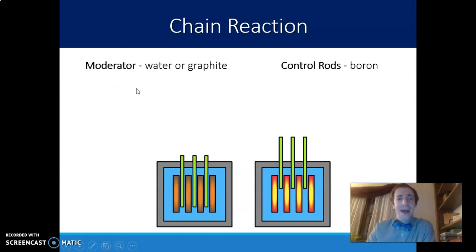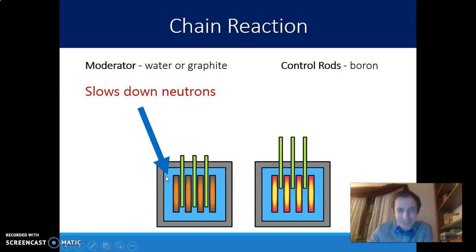A moderator is typically water or graphite. This is what our fuel rods are submerged in. So here, we can see them down here. The purpose of this moderator is to slow down those neutrons. Water actually does a very good job of insulating against fast-moving particles. And as neutrons travel through water, they slow down. So the primary purpose of the water inside that fuel array is actually to get them slow enough that they can then produce a further reaction.